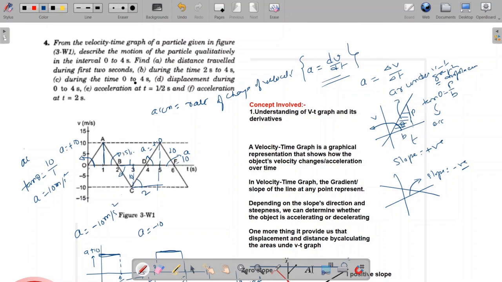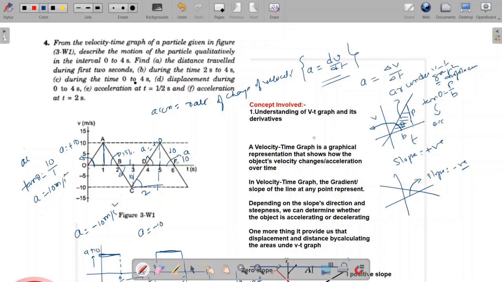So we can describe the motion qualitatively: the particle is accelerating for 1 second, and then it starts decelerating for the next 2 seconds, up to 3 seconds. And then from 3 to 4 seconds, it again starts accelerating.